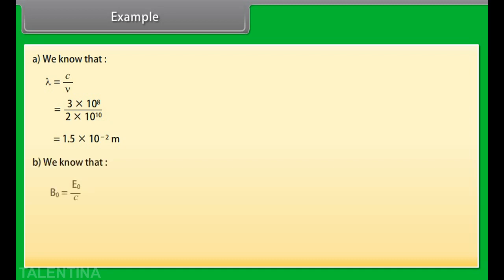We know that B naught is equal to E naught upon C. By putting and calculating the values, we get amplitude of the magnetic field, which is equal to 1.6 into 10 raised to the power minus 7 Tesla.